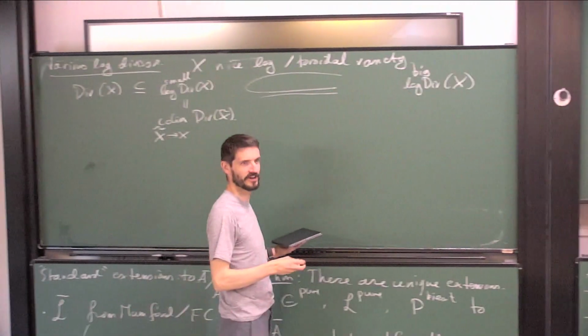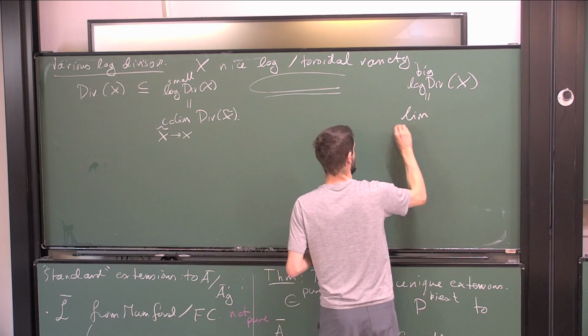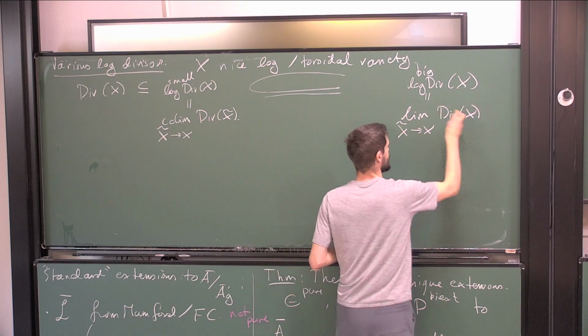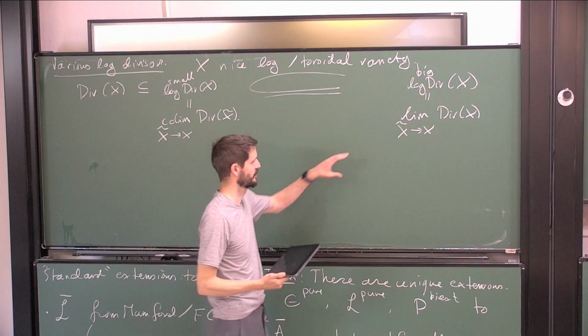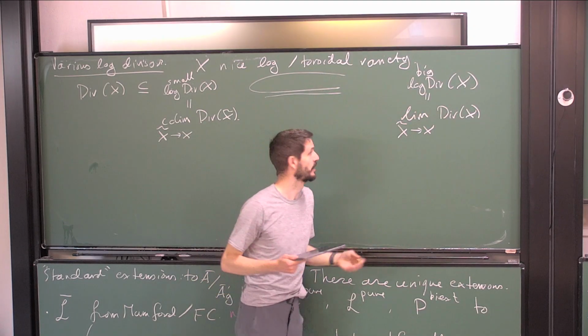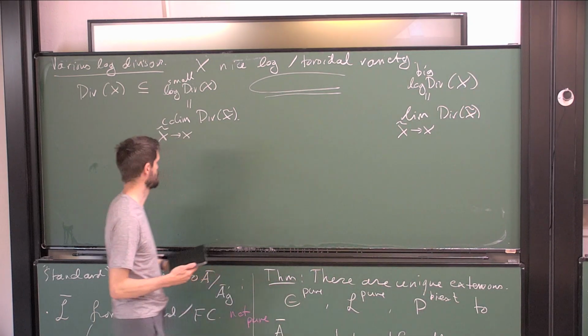So there's the other version, which is the big log divisor group, which is the limit of x tilde to x of div of x. So here the limit is on push forwards. So this I want to think of as I give a divisor on every single model and they should be compatible under push forward.